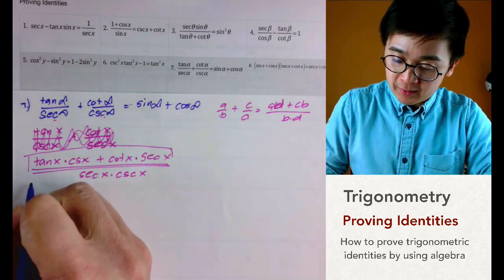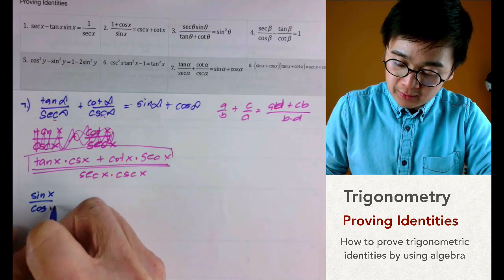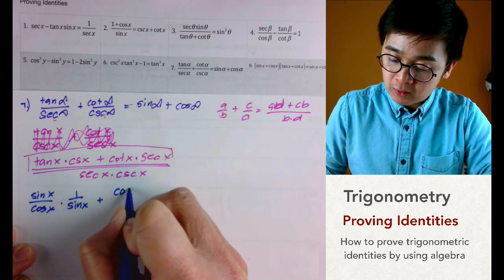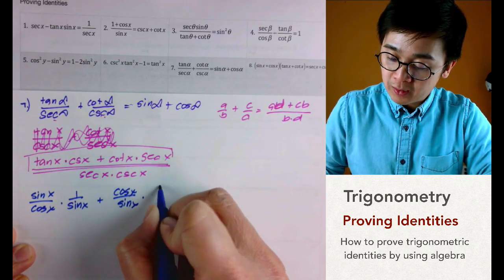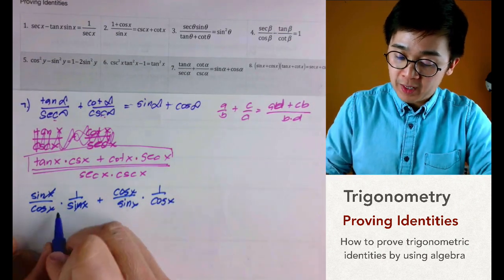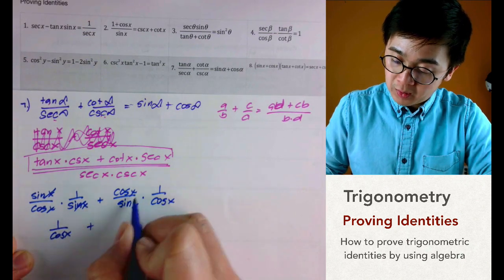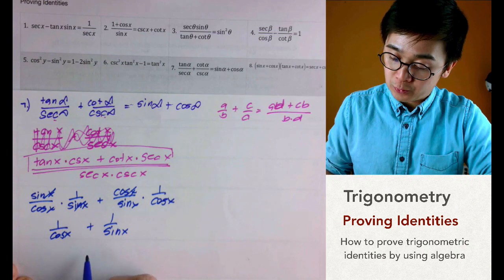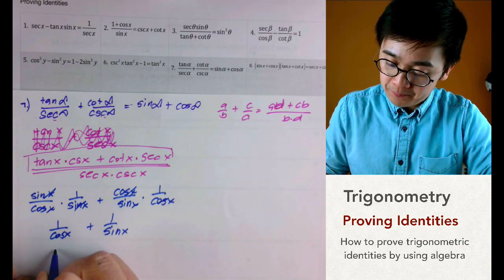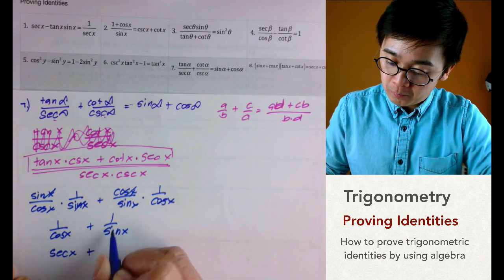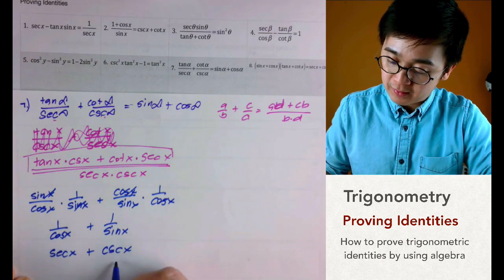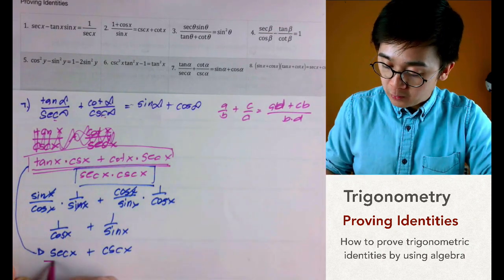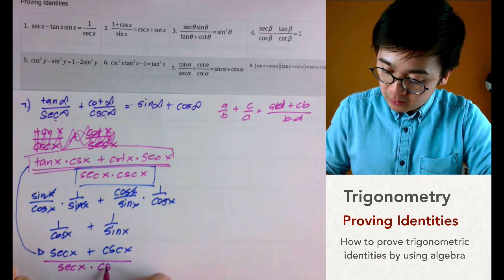a little while. So tangent x is sine x all over cosine x times cosecant, which is 1 over sine, plus cotangent, which is cosine x all over sine x, times secant, which is 1 over cosine. And by simplifying it, I have 1 over cosine x plus 1 over sine x. And in this case, I can simplify this into its inverse function, which is secant x plus cosecant x. And this is now my numerator.